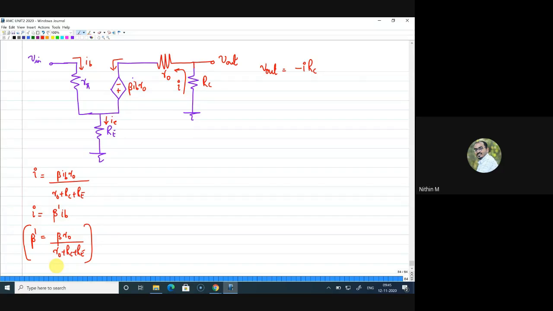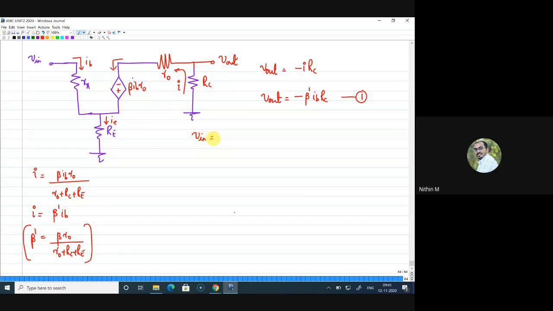Now I can write what is my V out. I can write V out as minus beta dash into IB into RC. Right, so V out I have. Now the next step is to write what is V in, because what I want to find here is the voltage gain V out by V in. So let me write what is V in here.